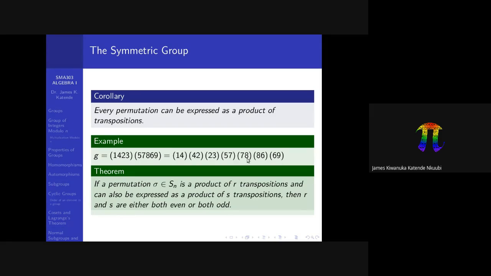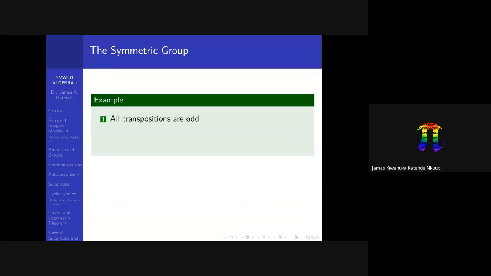If you find a representation that has an odd number, any other representation of it as a product of transpositions will have an odd number of transpositions. So the only thing that does not change is that the number of transpositions will be either odd or even. So you can't have a permutation which can be expressed as a product of an odd number of transpositions, and also as a product of an even number of transpositions. They must always be either odd or even. For that reason, we can classify permutations as either odd or even.